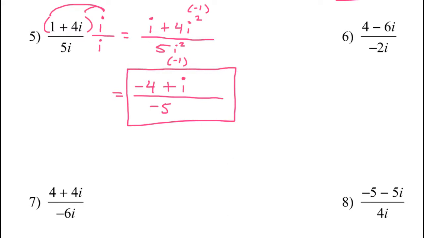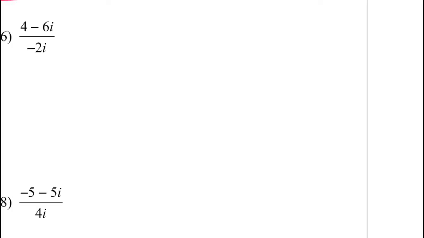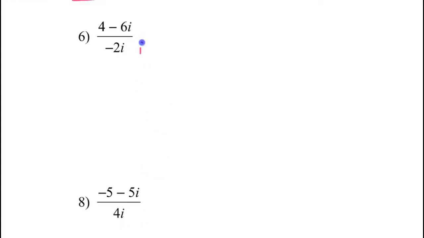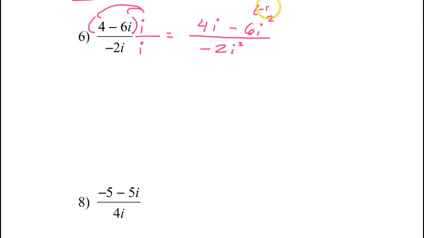There are a few others. Let's take a look at number 6. Again, since this is a monomial, all I have to do is multiply by i over i. So I'm going to do the distributive property here in the numerator, just like I did before. So that's going to give me 4i minus 6i squared, and down here I'm going to get negative 2i squared. Now remembering that i squared is negative 1, that's going to turn this minus 6i into a positive 6. Negative 6 times negative 1 is positive 6, and I'll go ahead and put the 4i second because you always put the imaginary term last. Now negative 2 times negative 1 is positive 2.